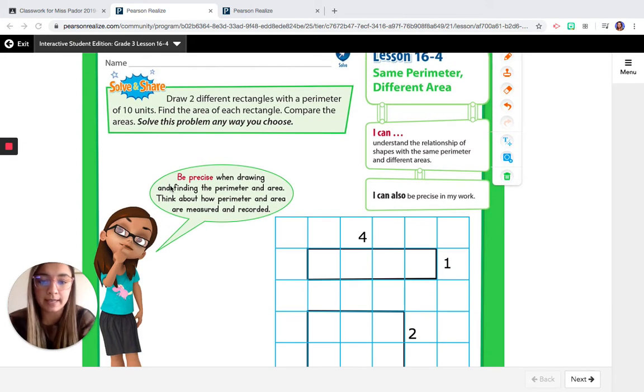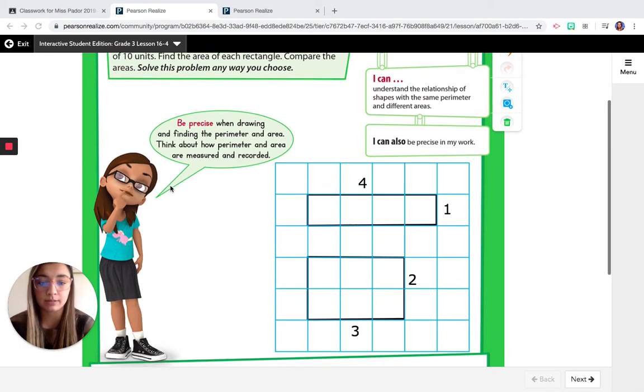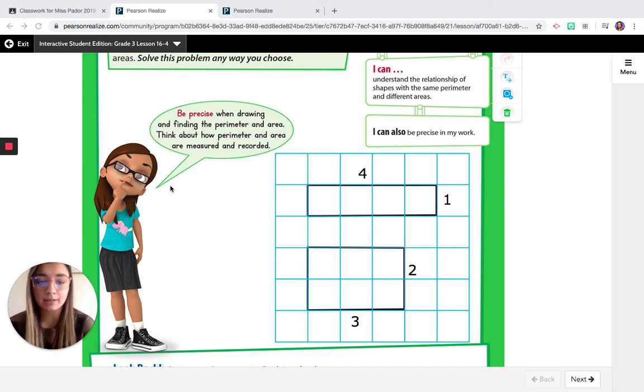The first thing that our question asks is that we have two rectangles with a perimeter of 10 units. So we need to just double check to make sure that these rectangles do in fact have a perimeter of 10 units. So to do that, just like we learned last week, I am going to add up all of the sides and find my perimeter.